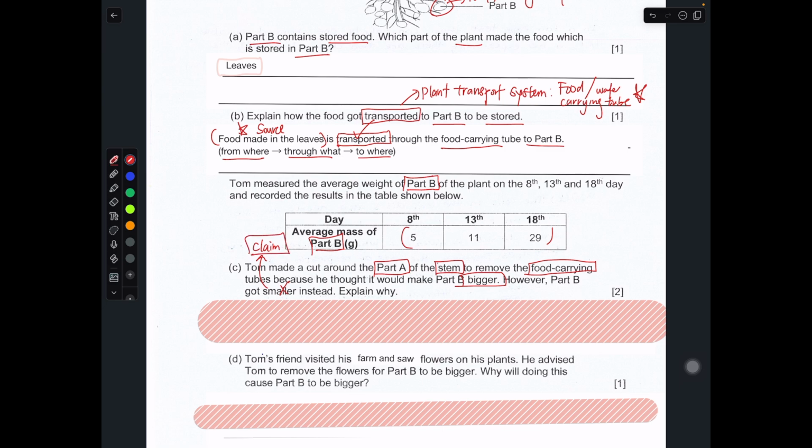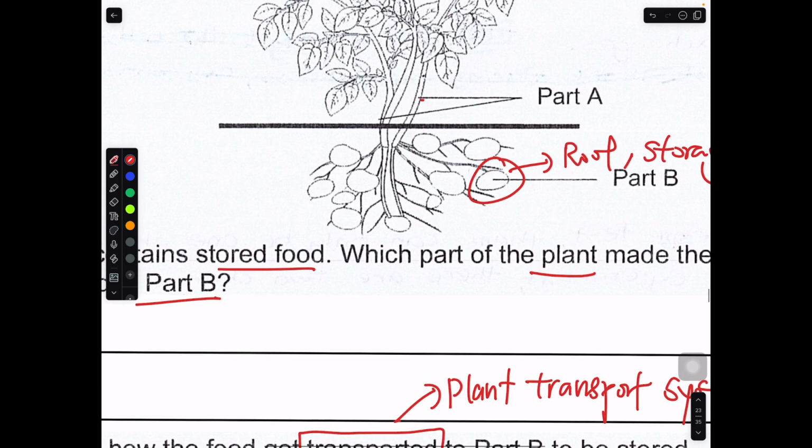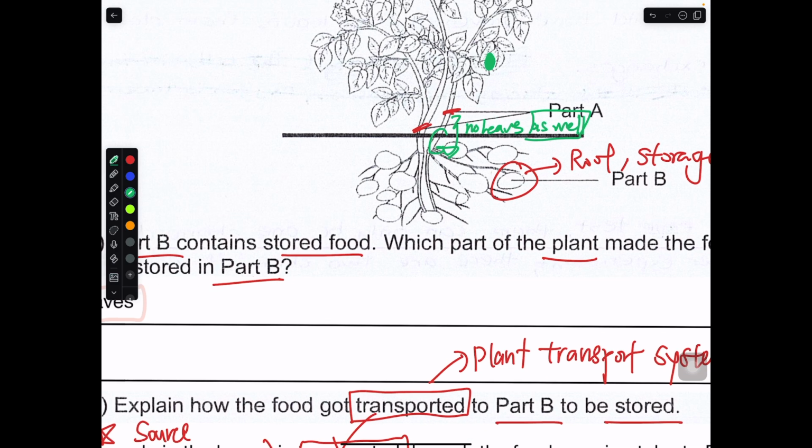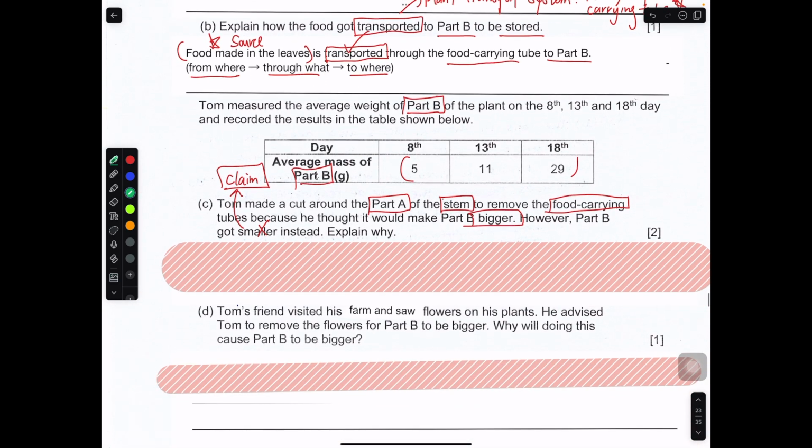So you just have to give some of the evidence and reason to support why part B got smaller instead. And this is how you could have answered. You take a look, when this part is being removed, the food made inside the leaf, represented by green color, actually cannot go down anymore. So you go to other plant parts, and you notice that this part over here, there is no leaf as well. So if there's no leaf, no food will be transported to the part B. So you can state that as part of your evidence as well.